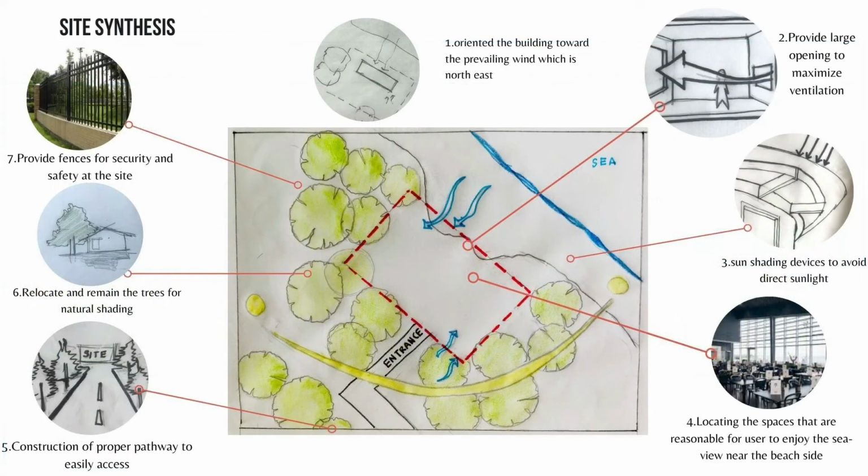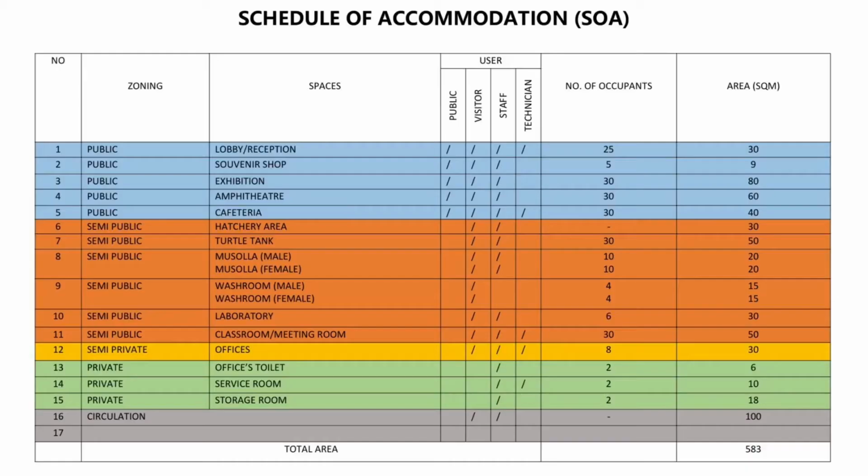Moving on to the site synthesis. The most prevailing wind comes from the northeast, so the orientation of the building will be toward the northeast, which is also the sea view. So spaces like office and cafeteria should be located near the beach side. The site itself is surrounded with nature, so the trees should remain and act as natural shading. And for the entrance, it is proposed at the southwest, so a proper pathway should be constructed toward the site.